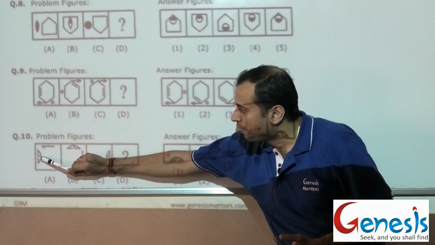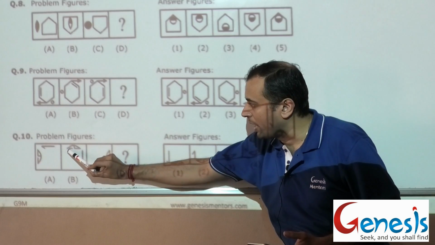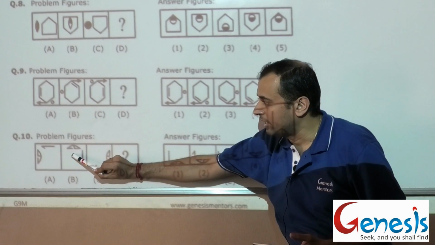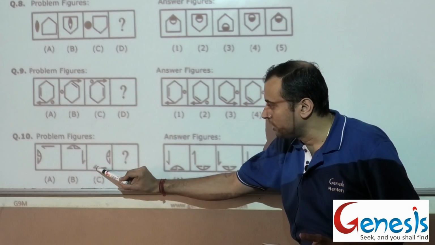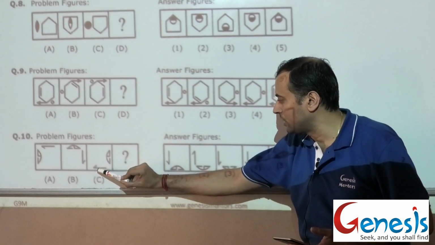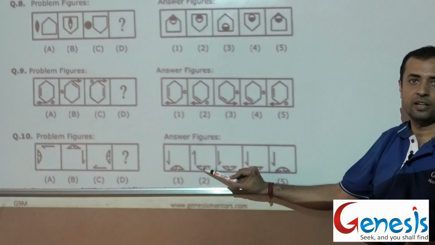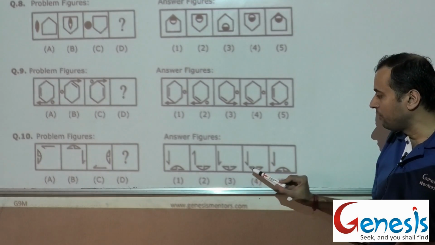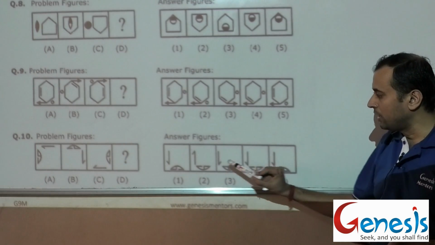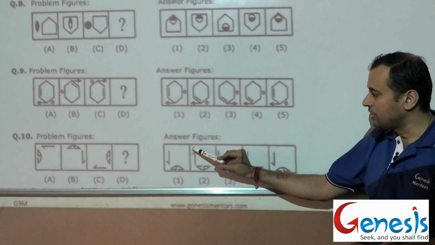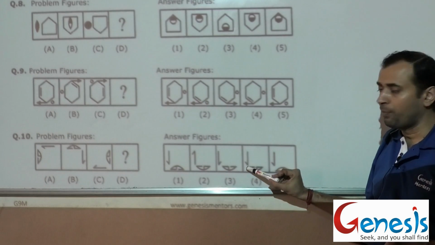Now what happens to this object when it moves one place clockwise? Its mirror image is being taken exactly. So here also when it moves in this direction, its mirror image would be taken. So if its mirror image would be taken, either I would get figure number 2 or I would get figure number 4. Now figure number 2 and figure number 4 can only be differentiated on the basis of the arrow pointing top or the arrow pointing bottom.